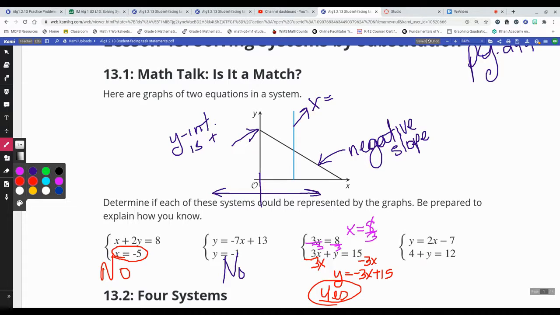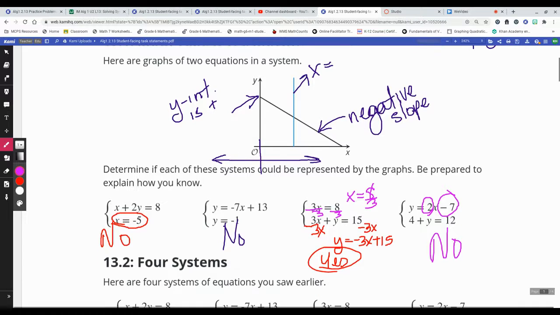All right. Let's talk about the next one. It says y equals 2x minus 7. Okay. So this is a positive slope, which we know is not the case, and a negative intercept. So right then and there, this is a no. Right? If you chose to look at the second one, this would give you y equals 8. Y equals 8 would be a horizontal line. Okay, so this graph would not represent that system.